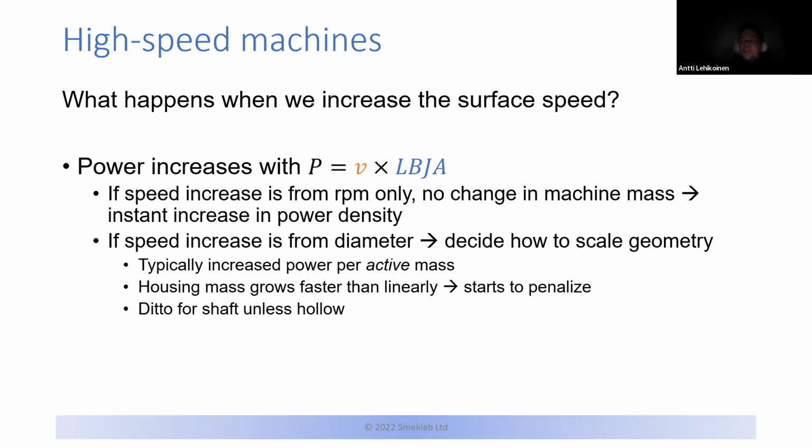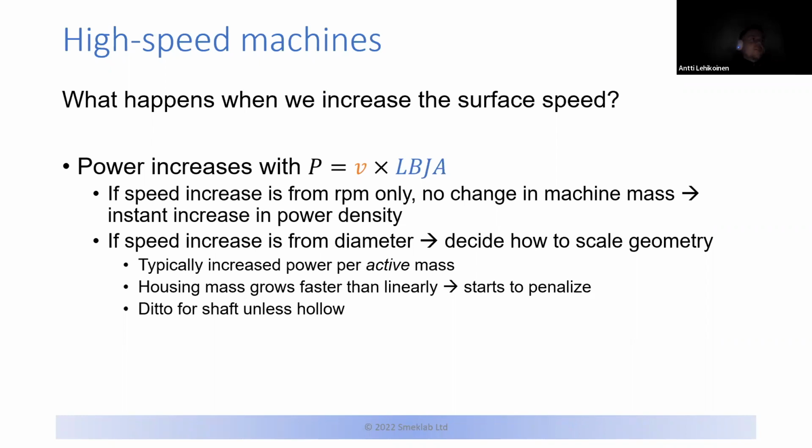However, there is the mass of the housing that the machine is often inside of. Of course, there are frameless machines, some jet applications where the machine might be built into a jet engine directly, where this does not apply. But if you have a housing, then the mass of the housing will usually increase faster than linearly with the diameter. So at some point, it will start penalizing your power density.